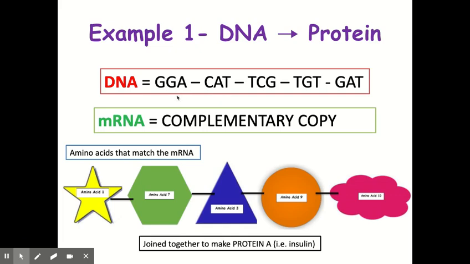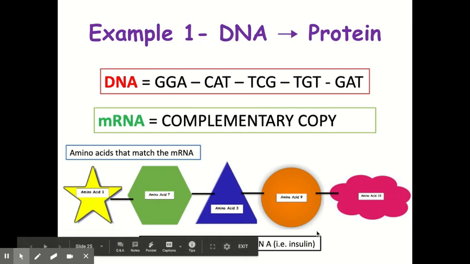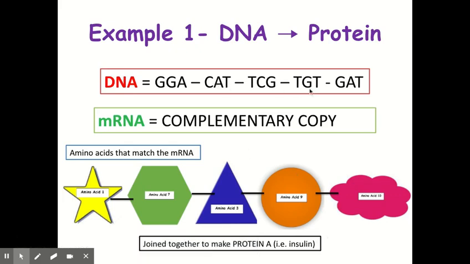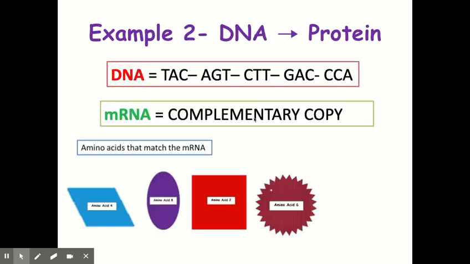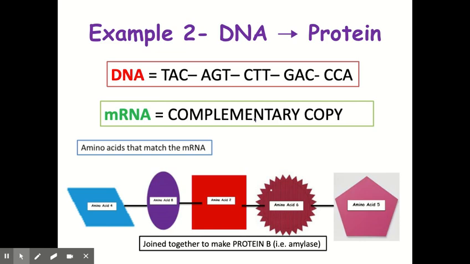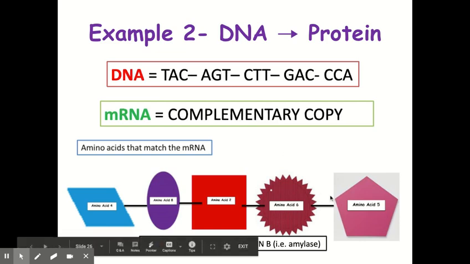Now remember, the order or sequence of DNA bases changes the order or sequence of amino acids and therefore the protein. So this DNA sequence here codes for these amino acids, so a particular protein is made. In this case, we're pretending this is insulin. Now if I change the order of the DNA bases, then the order of amino acids changes, which you can see here, and a different protein is made. This time, it might be a different protein, something like amylase. It's the same structure, the same steps that we go through, but because the base sequence is different, the amino acid sequence is different, which means it's a different protein.